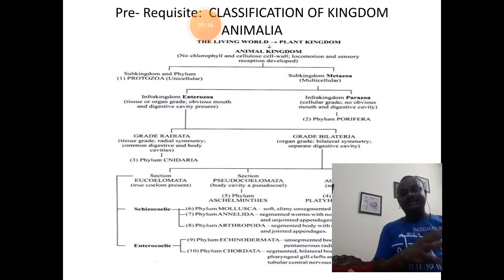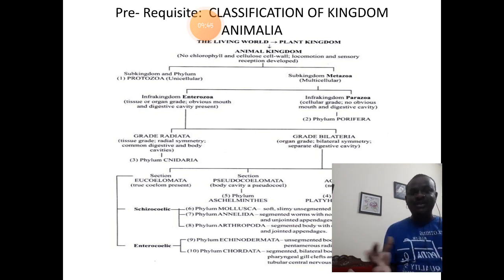Then we have the second group of organisms called subkingdom Metazoa. It includes all multicellular organisms. So animals other than protozoans fall under the category called subkingdom Metazoa. The body of these metazoans is made up of many cells. So they have a multicellular body.